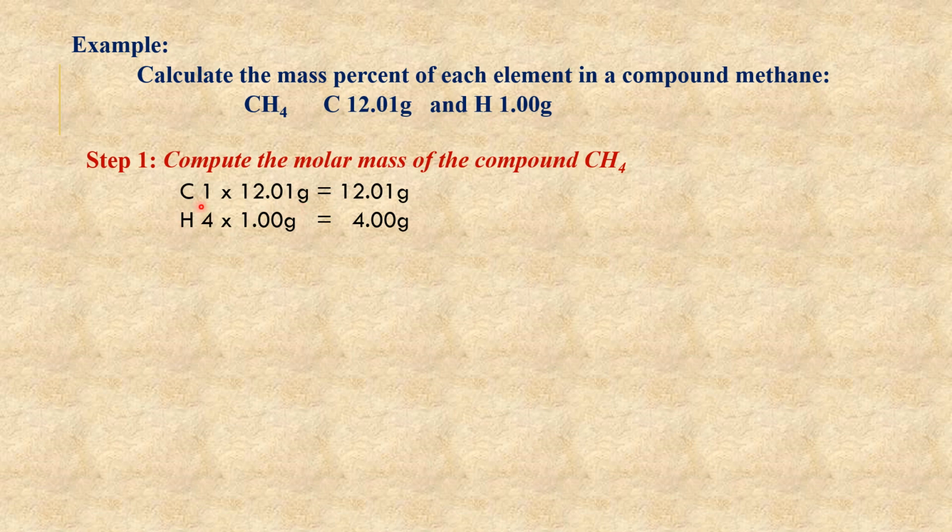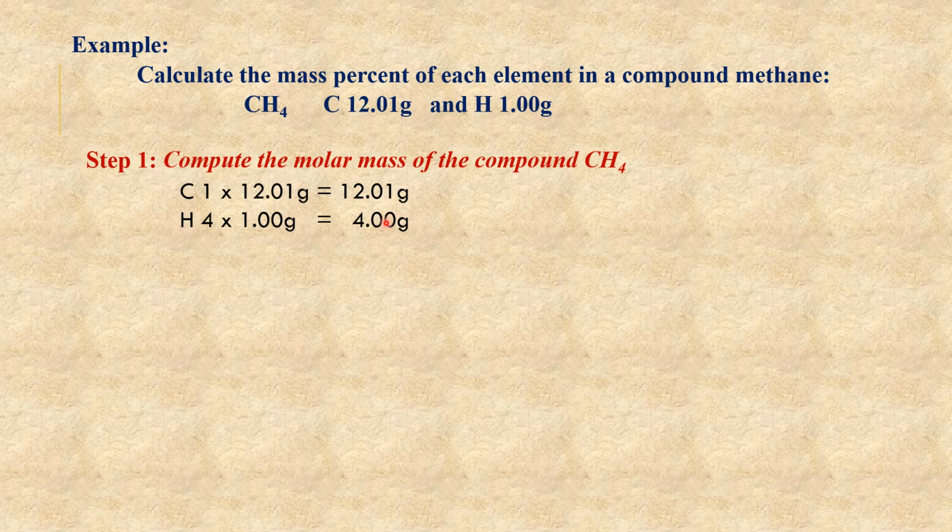So we have here 1 times 12.01 is equal to 12.01 grams. And for the hydrogen, we have 4 times 1 gram is equal to 4.00 grams. By the way, do not be confused if you see grams per mole, because in every atom of each element we have, for example, 12 grams per mole. But this time we are using grams only for the mass, since it is the mass percent.